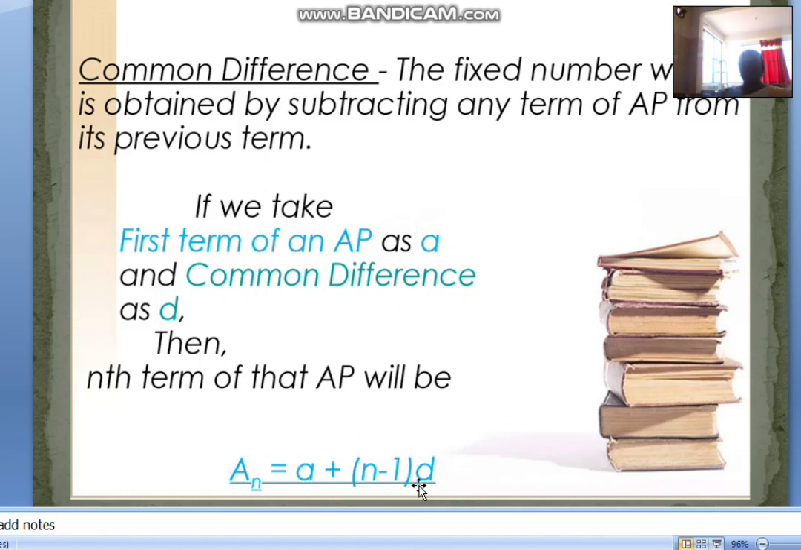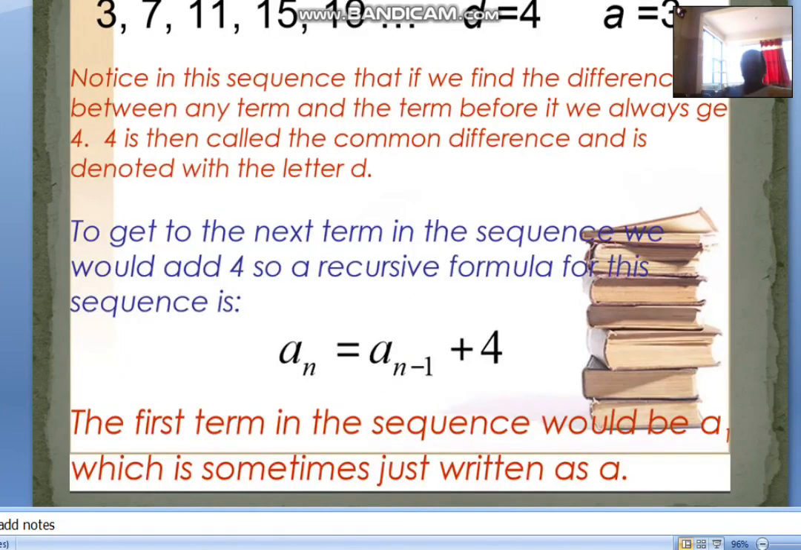an is equal to a plus n minus 1 into d. And we'll go for the next slide. So that is example 3, 7, 11, 15, 19, and so on. In this sequence, the first term we can write as a equal to 3, and the common difference as d equal to 4. See here, 7 minus 3.